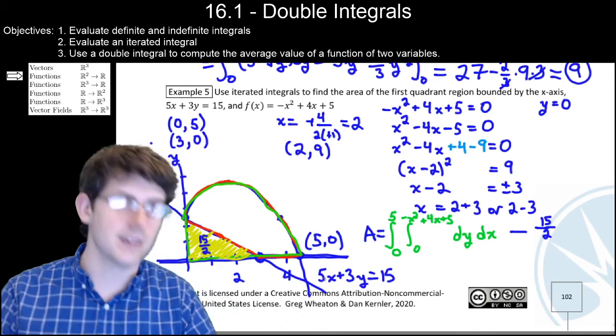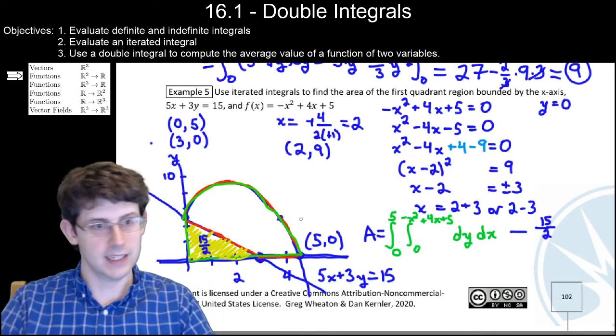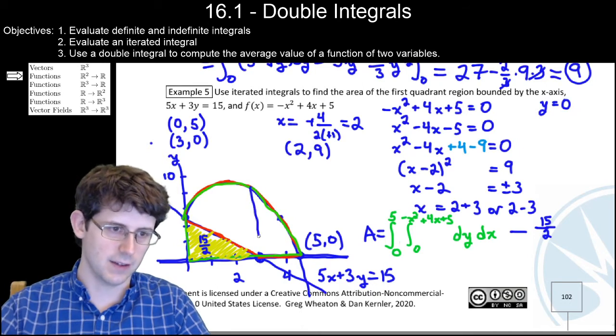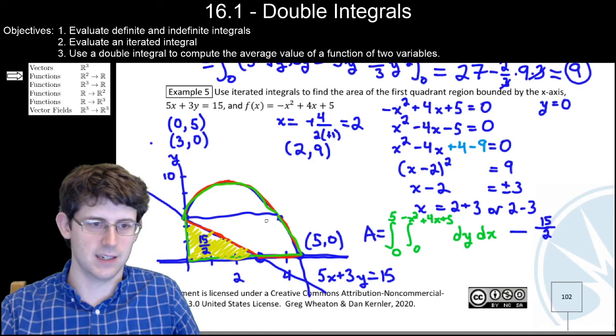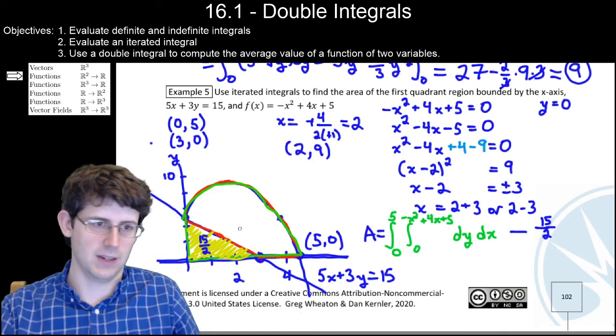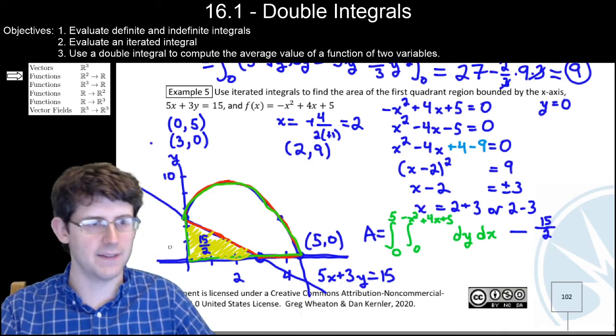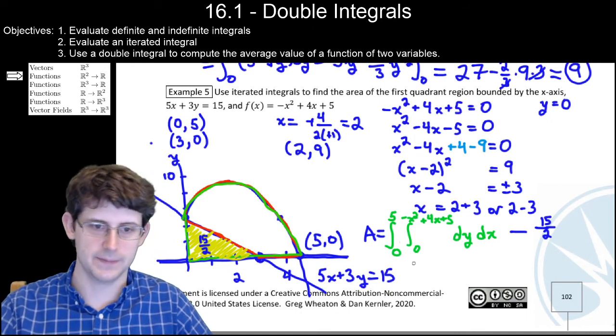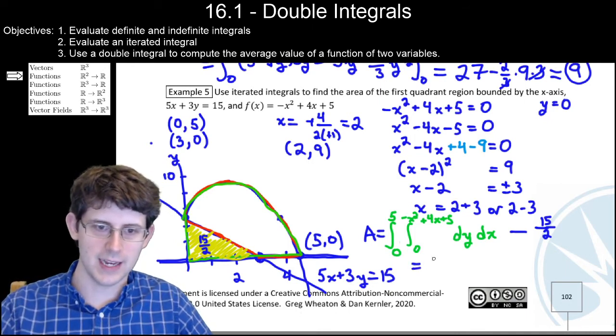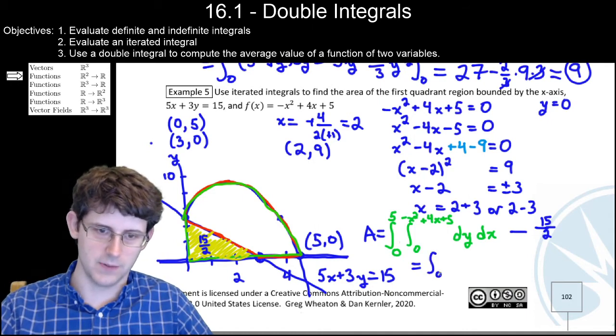I'm sure there are like 13 other ways to do this. You could have cut the region here and done these two pieces, or cut the region here and done these two pieces. You can do pretty much anything you want, but I found a bigger area that I could take away a triangle from to get the answer, so I'll do it that way. Anyway, we'll do the y integral first. The y integral is really simple.